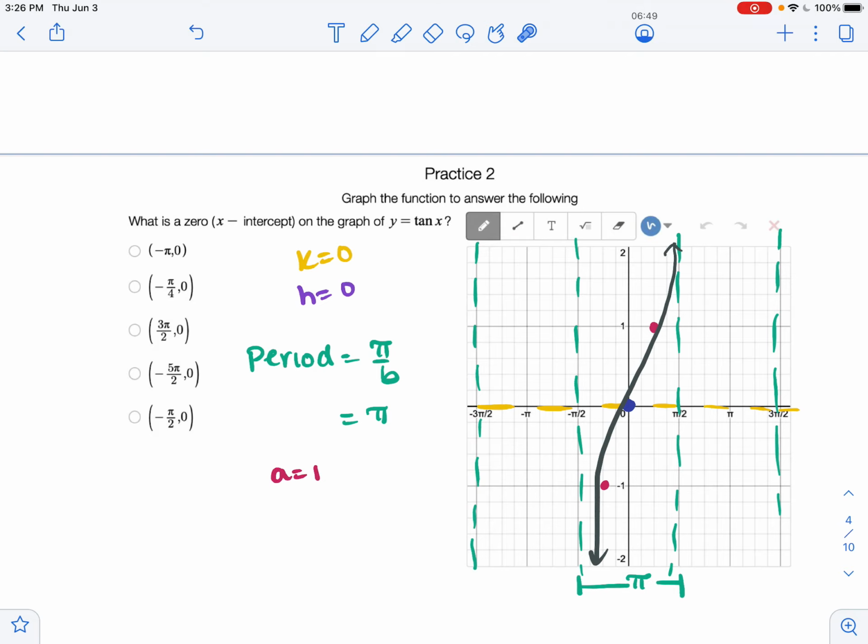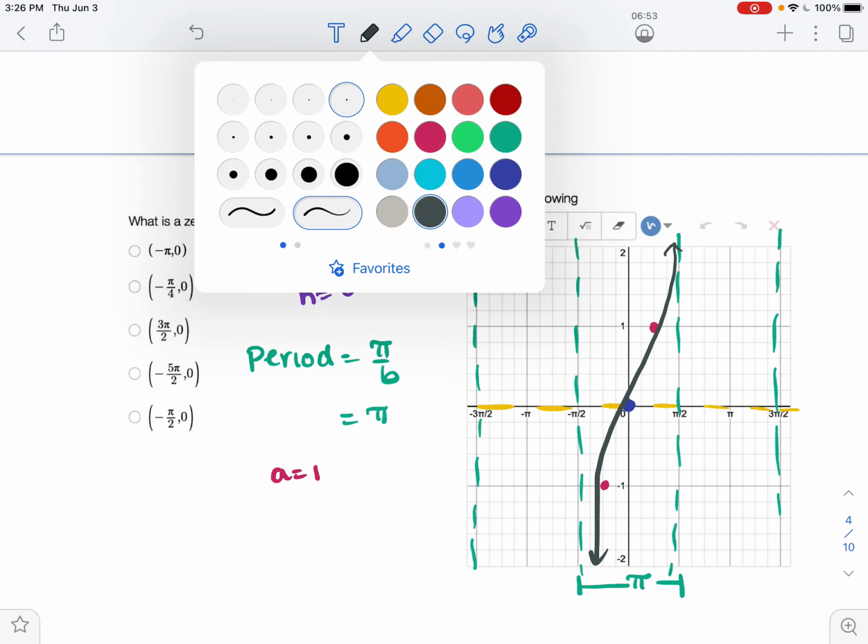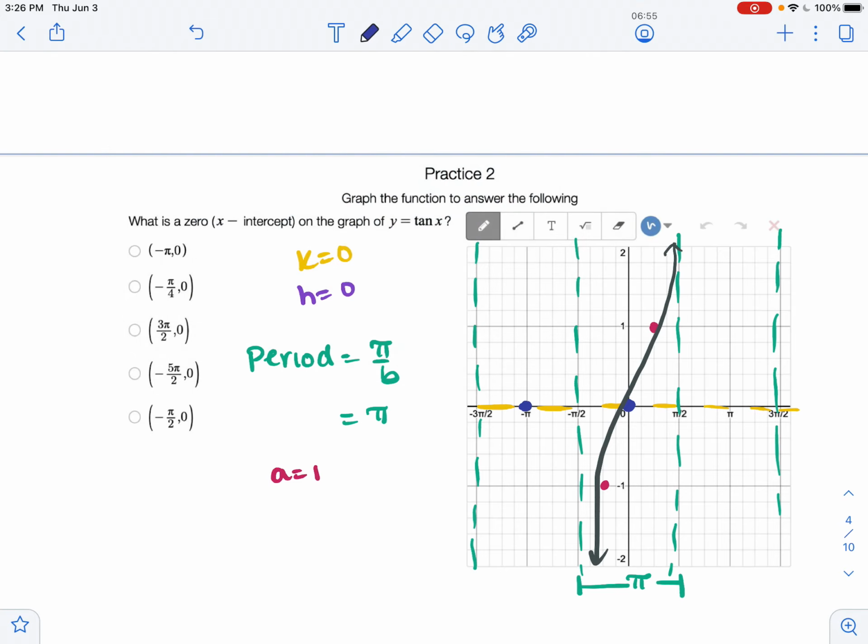So that means a midpoint has to exist between all of my vertical asymptotes, meaning there will be a midpoint at negative pi comma 0 and pi comma 0. And that's actually enough to identify our answer, right? If we look really quickly, we have 1, 2, 3 x-intercepts, one at negative pi comma 0, another at 0, 0, another at pi comma 0. So we can determine our answer to be the point negative pi comma 0.